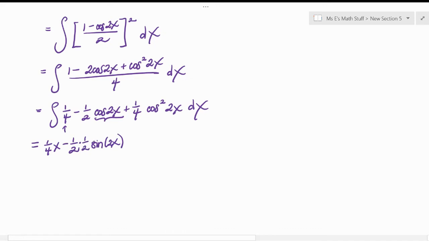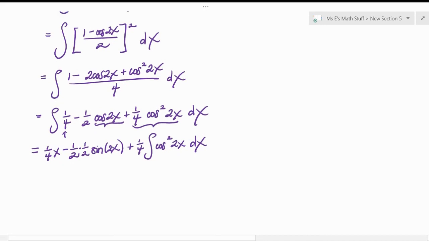So hopefully that makes sense as to why I would get that, and I could skip u-substitution. Now for this last one right here, I'm going to pull the 1/4 out, and then I'm just going to go ahead and wait until later to worry about what that equals. So there you go.